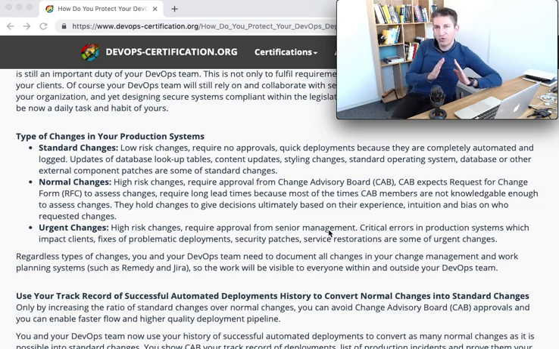As a DevOps team, this is also quite important. For standard updates, you do not require any approval to deploy standard changes, not only into your non-production systems, but also into your production systems.